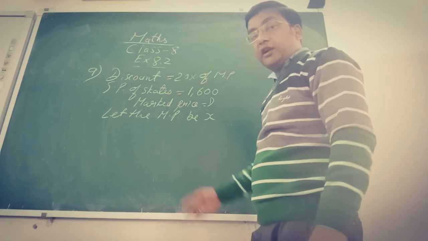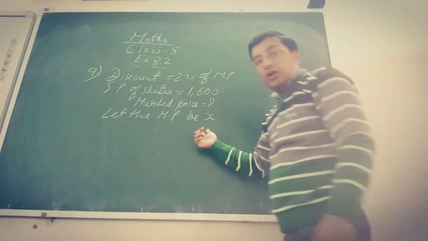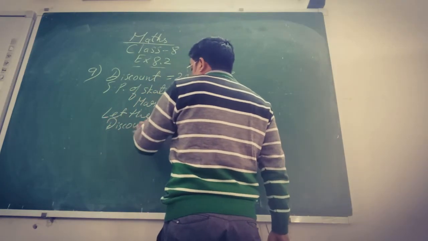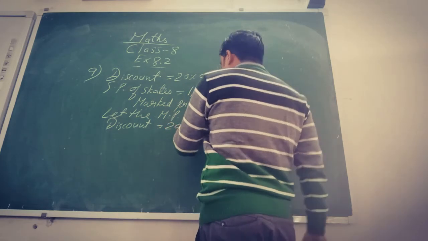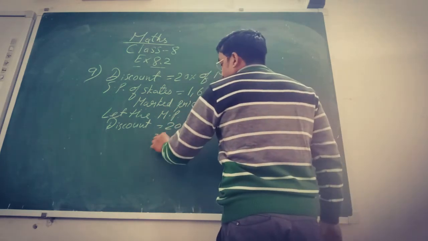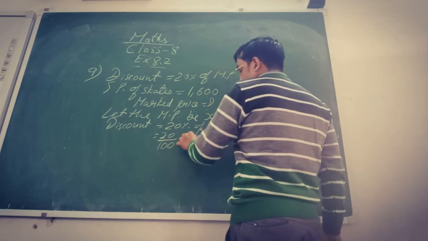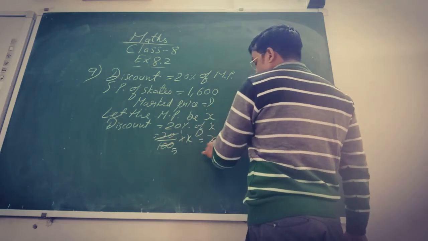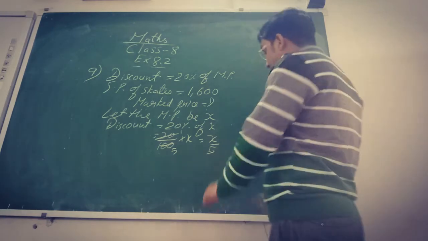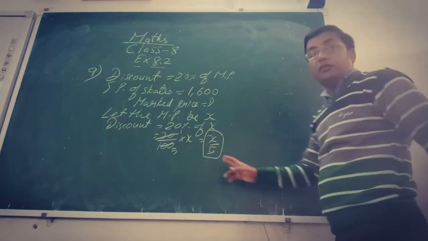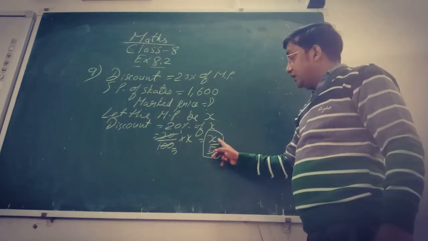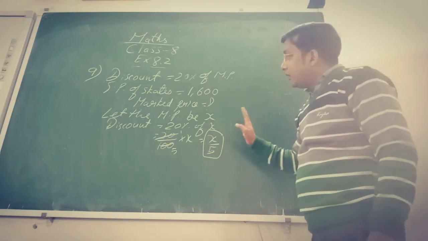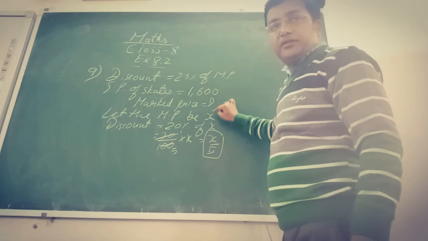So I have to find out the 20% of this, and you know how to find out this 20%. So discount is 20% of X. This is 20 upon 100, and this is 1 by 5 of X. So look at this. This is your discount in terms of fraction. It is not in percentage now. Again, you have to find out the X, which is the mark price.